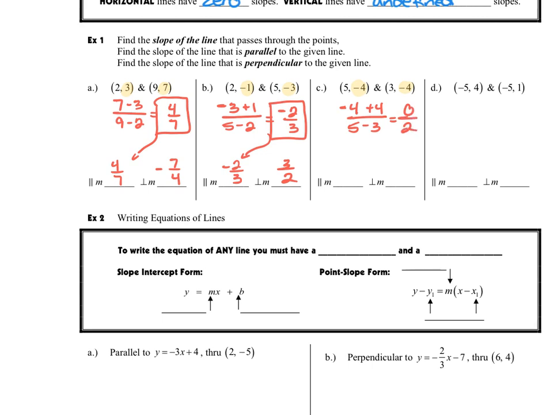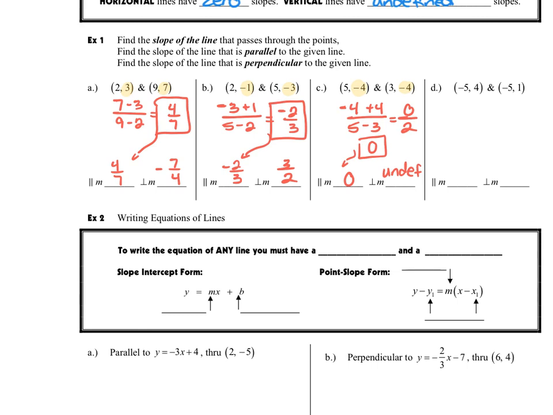So if you're not sure on this, what this simplifies to, you can type it in your calculator. You could plot those 2 points, and what you'll find is that they are horizontal with each other. So this is going to simplify to a 0, which means the slope of the parallel line also has a 0 slope, but the perpendicular line is undefined. And we need to write that word. We can't write 2 over 0 because that doesn't mathematically work for us.